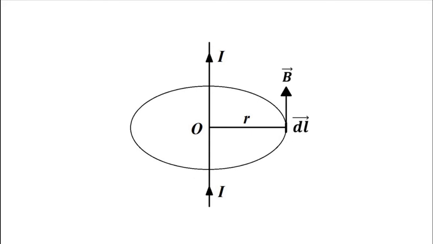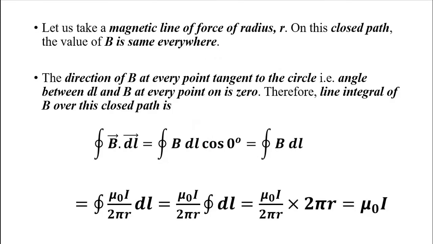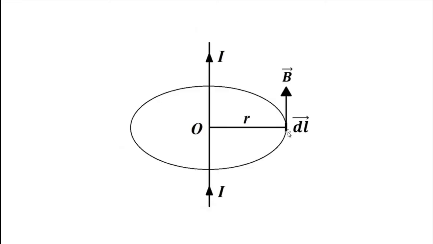Now here if you see, the angle between this dl vector, which will also be in tangent form, in the same direction as the B vector, they will be parallel to each other. So the angle between them will be 0. Theta will be 0, because the dl vector will also be in the same direction as the B vector.